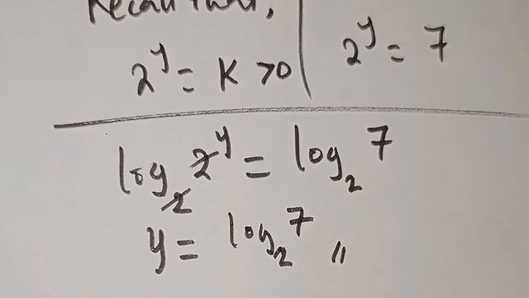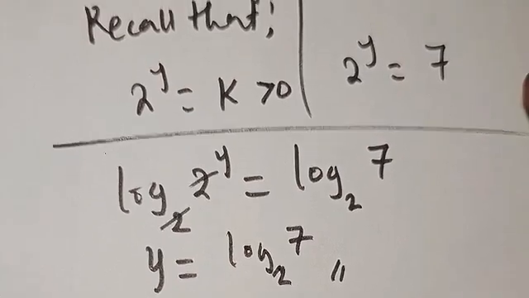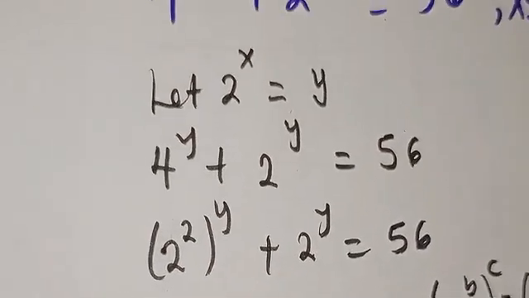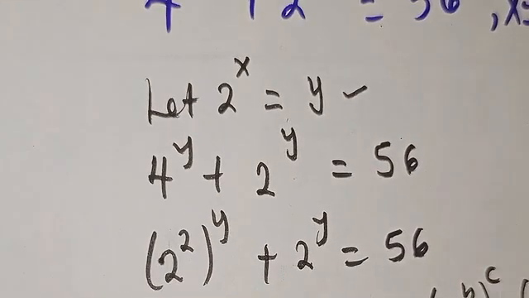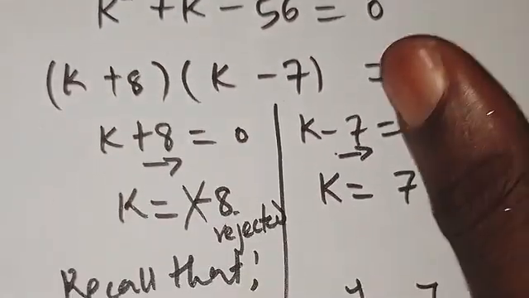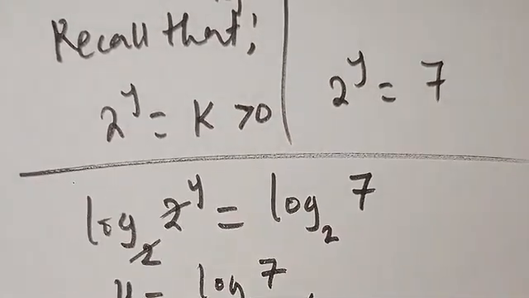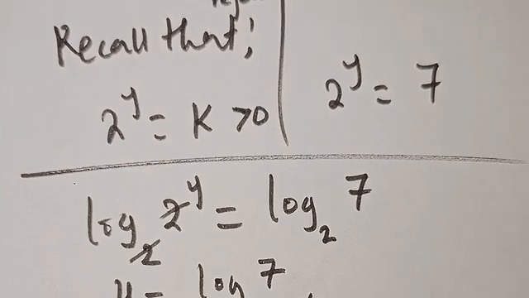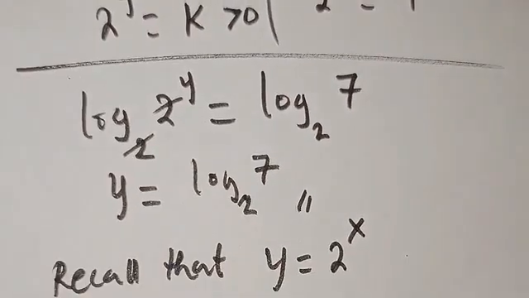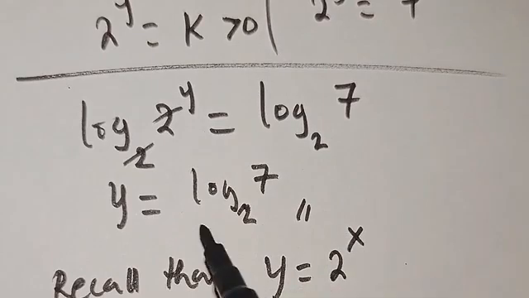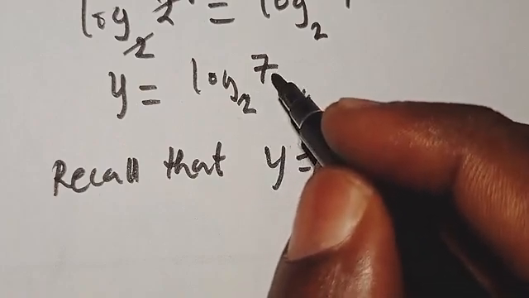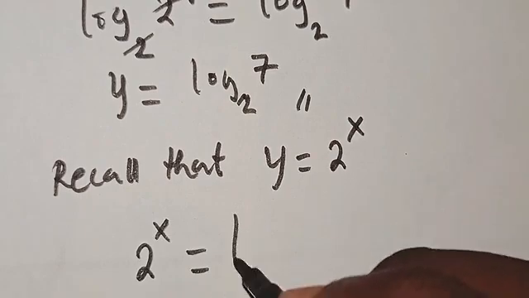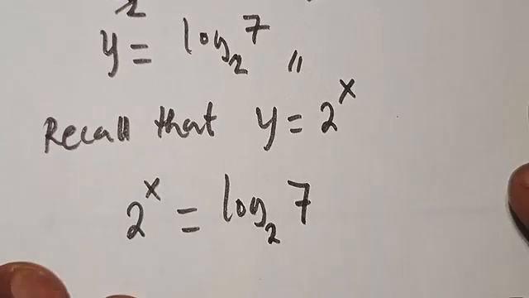But don't forget that we are not actually looking for y. So now when you go back to the beginning, you see that we have already said here that y should be 2 to the power of x. So therefore, when y is 2 to the power of x, we have y to be log 7 base 2. This is going to be 2 to the power of x equals log base 2 of 7.